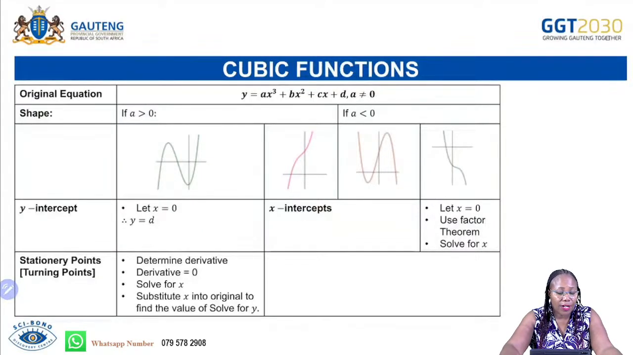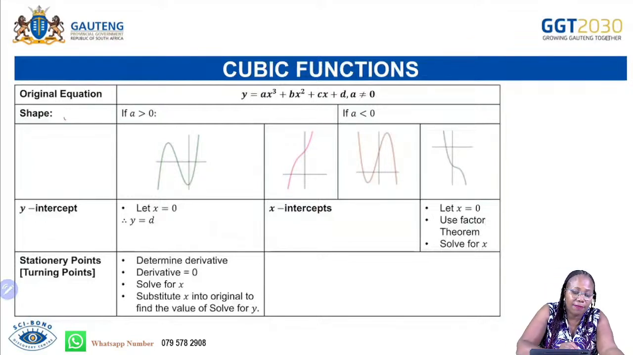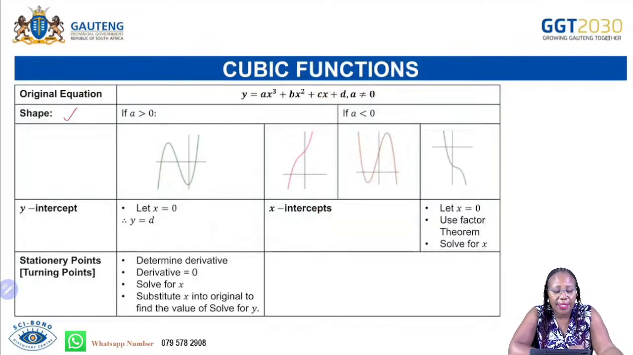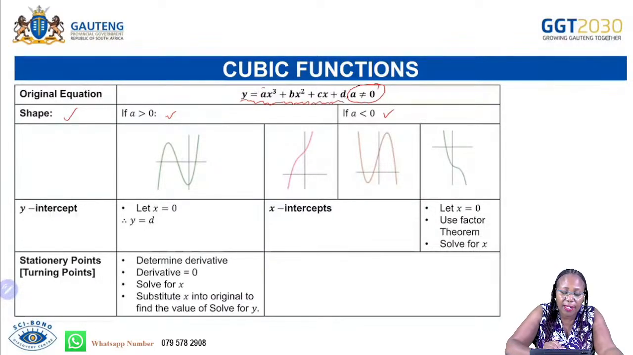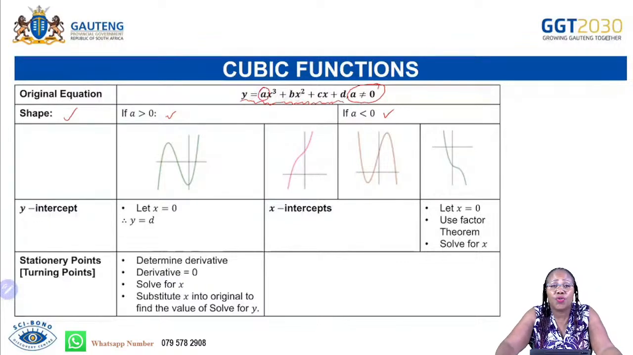With the cubic function now, when you are sketching a cubic function in grade 12, you must be able to identify the shape of the graph. And the shape of this graph depends on the value of a. Where do we get this value of a? From the original equation, y equals ax cubed plus bx squared plus cx plus d. And we have a condition there that a cannot be zero, because if a is zero, this will turn into a parabola or a quadratic function instead of a cubic function.